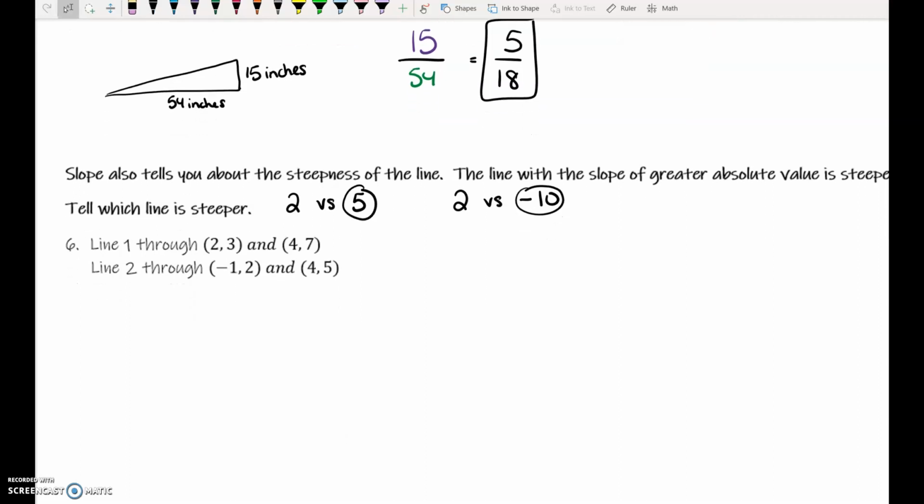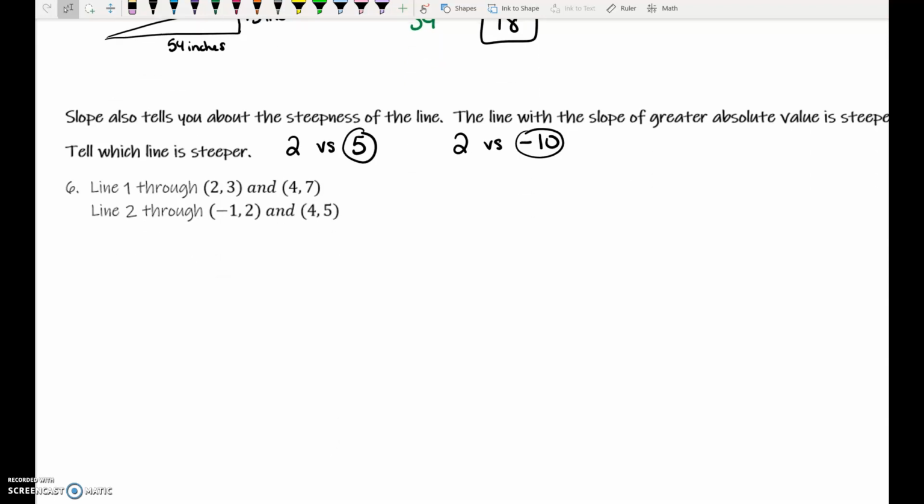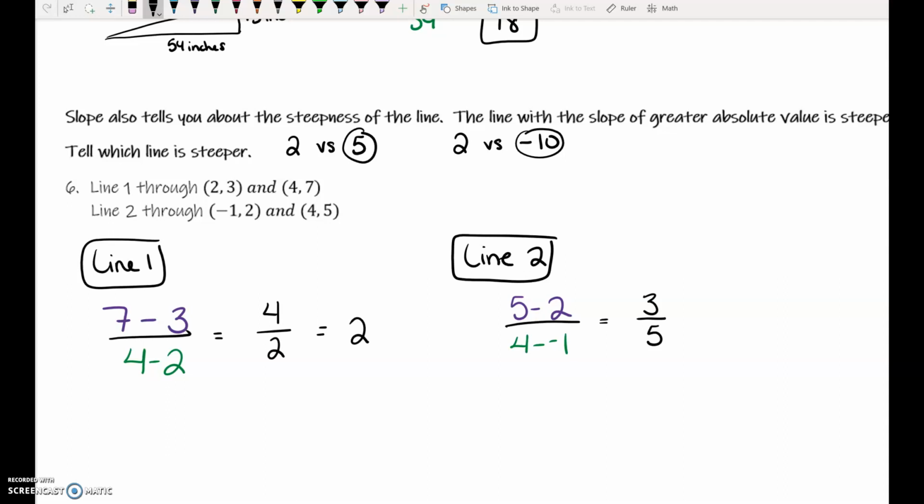Okay, so in number 6, we need to decide which line is steeper. And the way to do that is to find the slope of line 1, find the slope of line 2, and then compare them. So on your own, find the slope of line 1, find the slope of line 2, and then we will compare them. Line 1, I got a slope of 2. Line 2, I got a slope of 3/5. Which one is steeper? Which number is bigger? 2 is bigger, so line 1 is steeper.